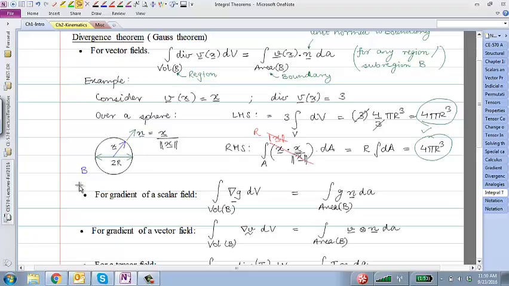And of course, as I mentioned, this is a very general theorem. As long as your vector field is well behaved, meaning continuous, no sudden jumps and all that, then you can verify that this theorem will always work for any type of body. It doesn't have to be a sphere, doesn't have to be a cylinder, a cube, or whatever. Some random shaped amoeba, it would still work. Okay. All right.